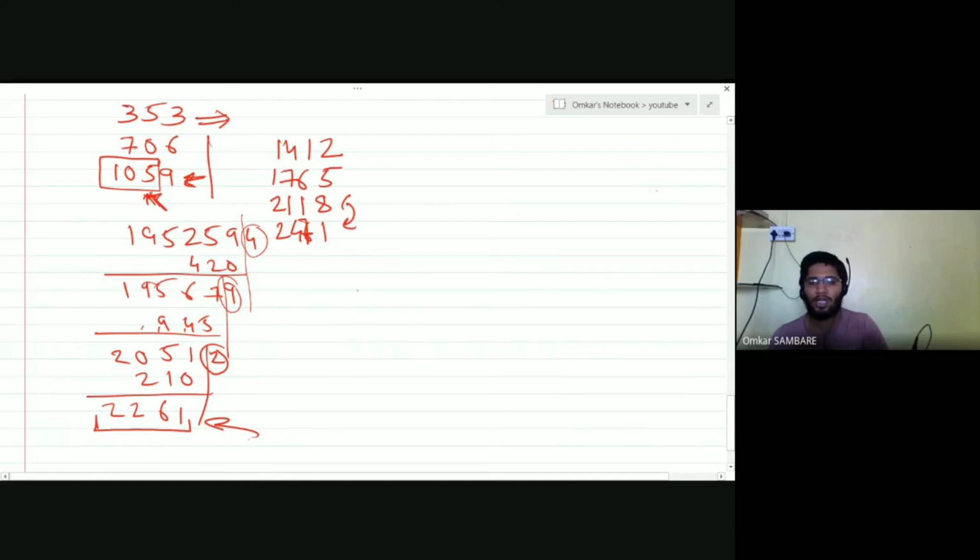So it is not divisible by 353. 353 6s are 2118, 7s are 2471. So the number 2261 is not divisible by 353. So we can say that this large number is also not divisible by 353.